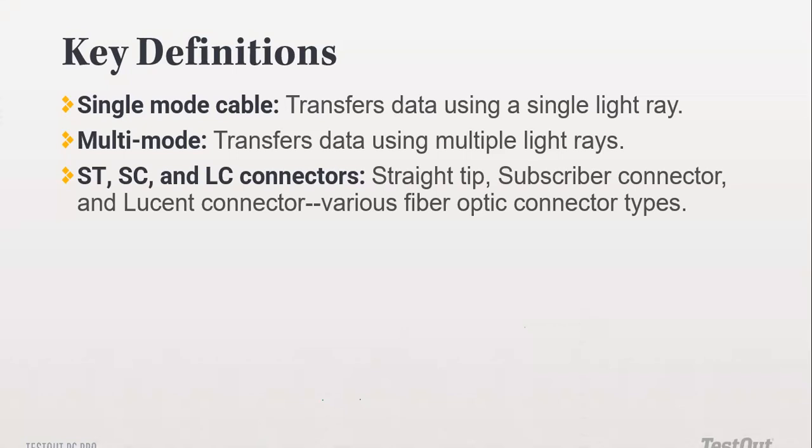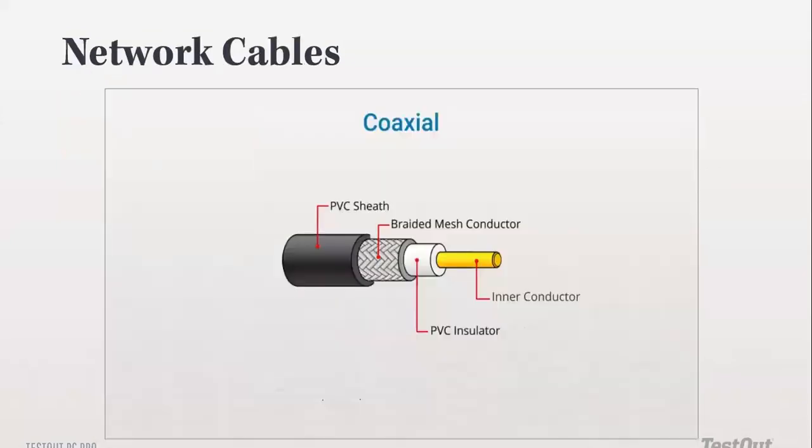Now, we have cables that are single mode and we have cables that are multi-mode. Single mode cables transfer data using a single light ray, whereas multi-mode transfer data using multiple light rays. So I think that should be pretty straightforward. And the connectors: the same way we have the RJ59 connector for coaxial cable, we have RJ45 and RJ11 connectors for twisted pair cables. We also have ST, SC, and LC connectors for fiber optic cables. We're going to learn about them in subsequent modules.